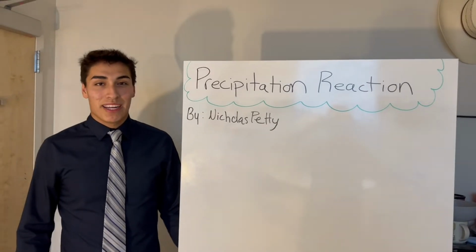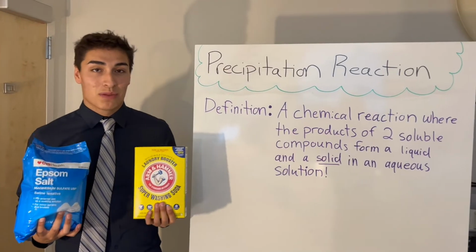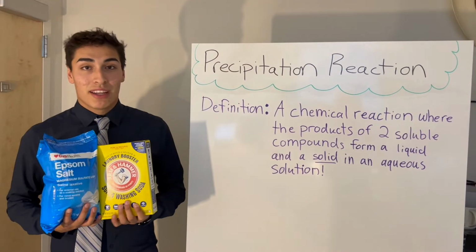Hello, my name is Nicholas Petty, and today we're going to be performing an experiment called a precipitation reaction. A precipitation reaction is a reaction where we take two aqueous compounds, put them together, and make a solid.